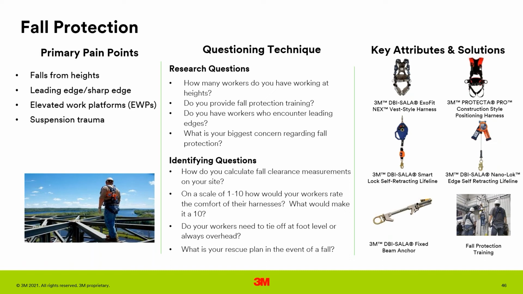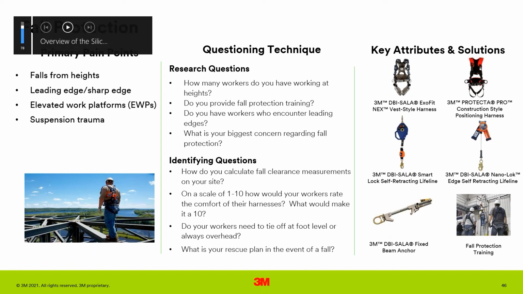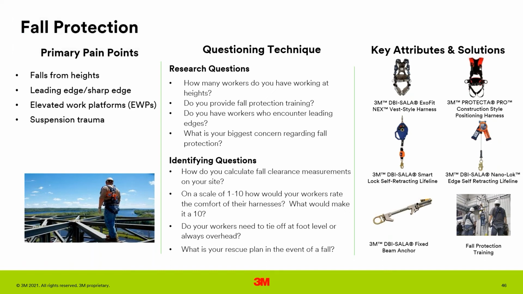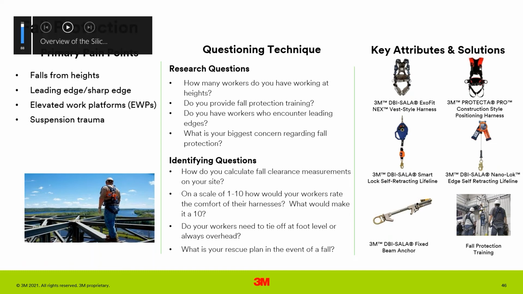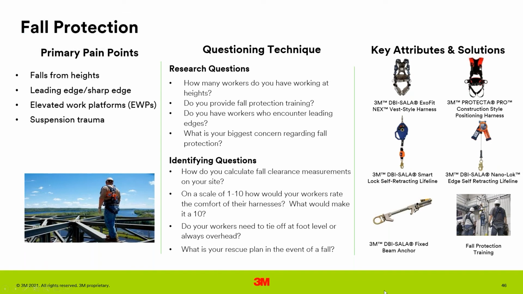So another product that we could look at is our DBI-SALA Smart Lock SRL. This is a great product for vertical, overhead, and horizontal leading edge applications. 3M has taken an intelligent approach to protection at heights with this smart lock technology, by creating this SRL that provides fewer unintentional lockups. Typically with an SRL, if you walk a little too fast, it's going to lock up on you.